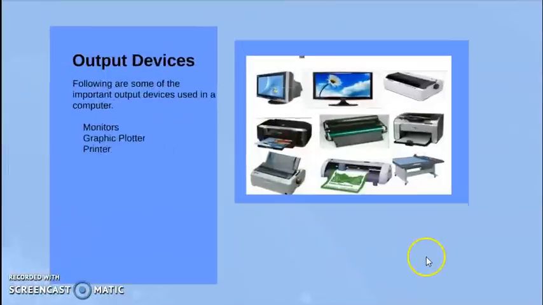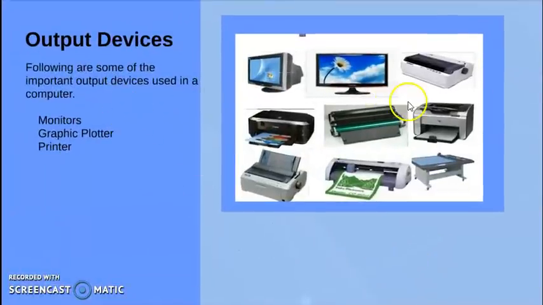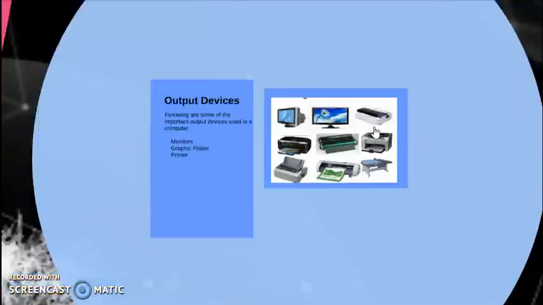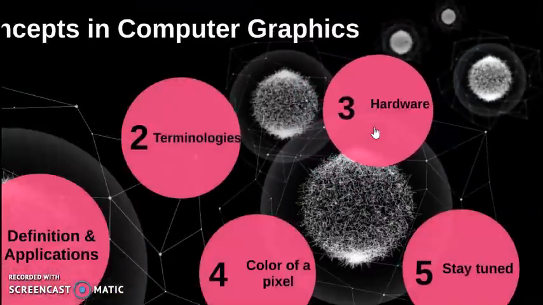We move on to the output devices. The output devices are monitors, graphic plotters, and printers of different types. Plotters are used when I want to get the graphics on big charts. This is all about hardware.